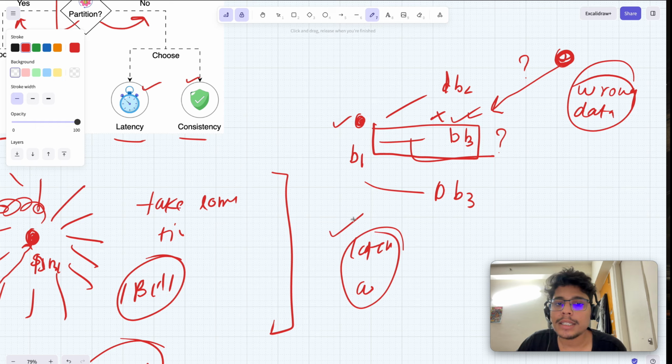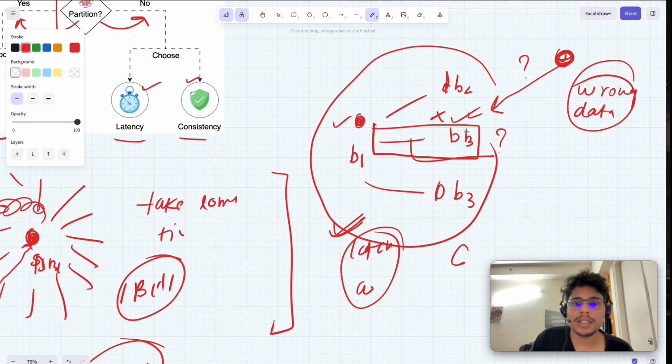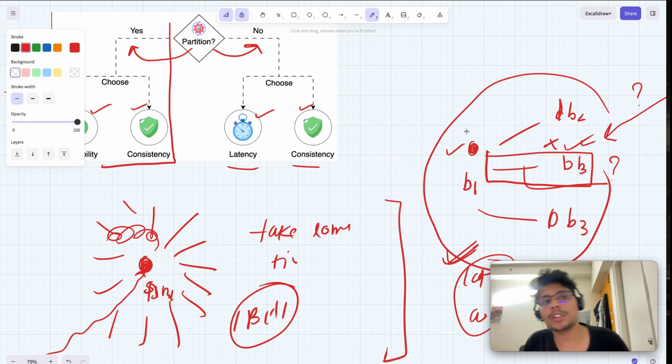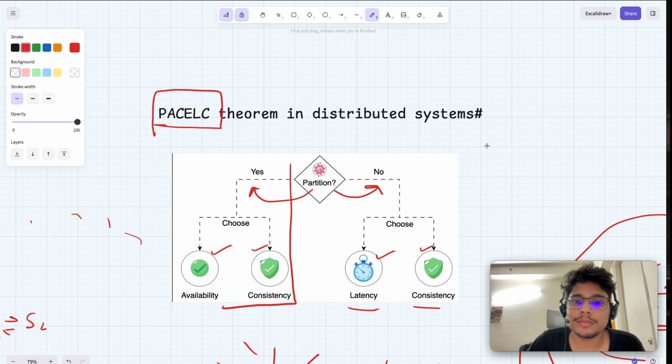If you choose latency, then your system is faster, but you may get some inconsistent behavior between your databases. But if you choose consistency, you may see a little lag or slowness in your servers. So these are the examples of the PACELC theorem. It's just an extended version of the CAP theorem.